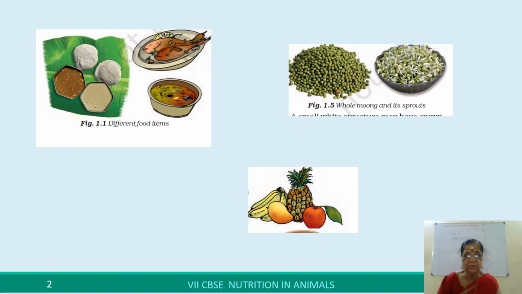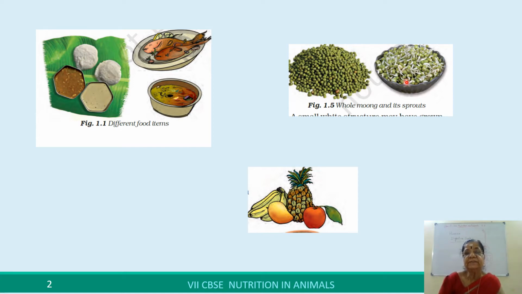Now, first, what are you observing in the picture? There are two idlis with the side dish, some fish for non-veg people, and this is a dal which is supplied to you. You are asked to have this as a breakfast, right? And this is sprouted chana. This is green dal, this is sprouted.